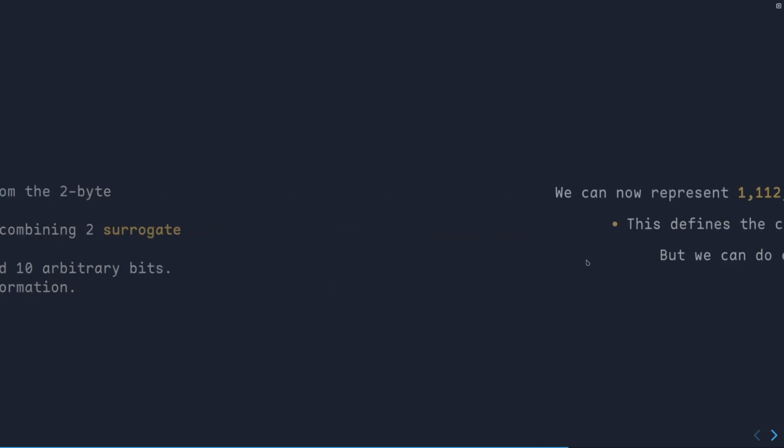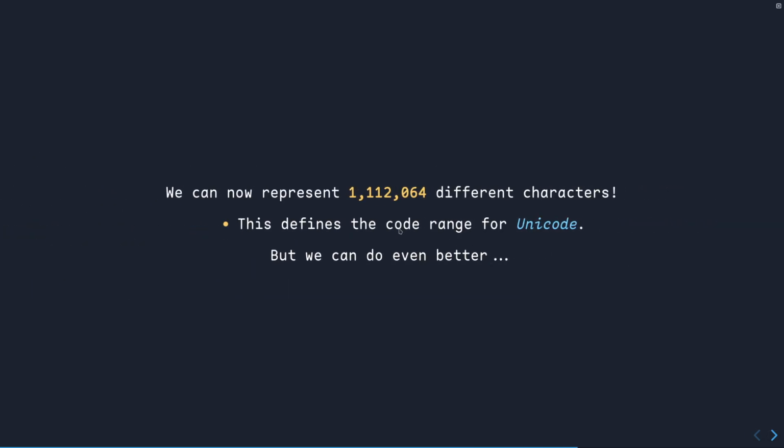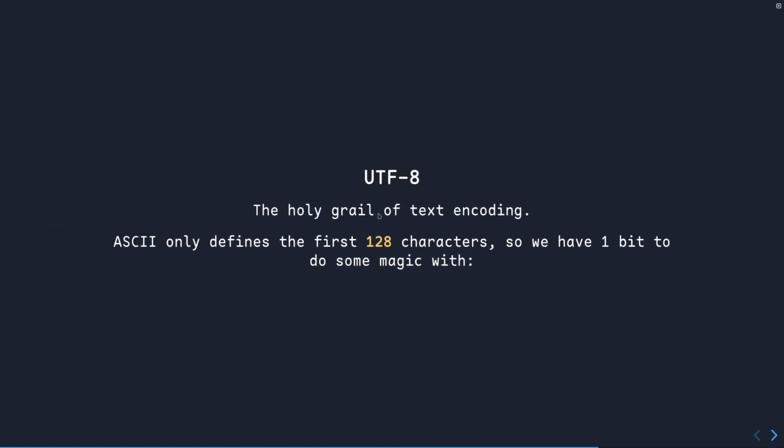Which means right now we can represent 1,112,000 different characters. And this is actually what defines the code range for Unicode. The Unicode spec says that any Unicode system should be able to at least represent this number of codes. But we can do even better than this. And this is where UTF-8 comes into play. UTF-8, famously invented and written down on a napkin, is basically the holy grail of text encoding.